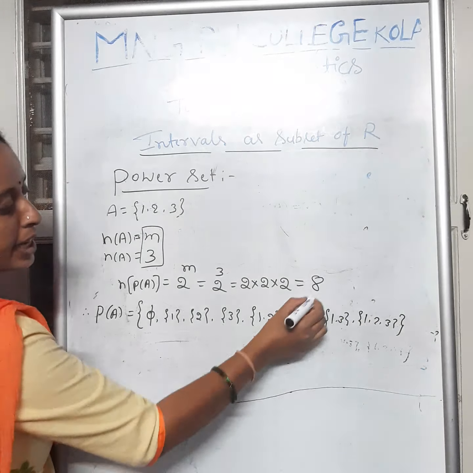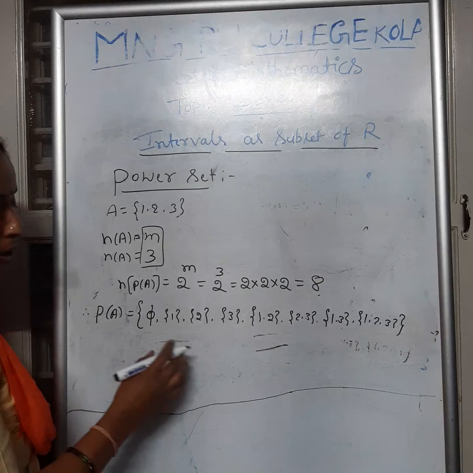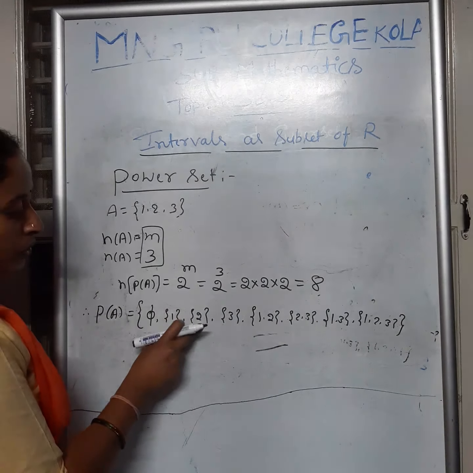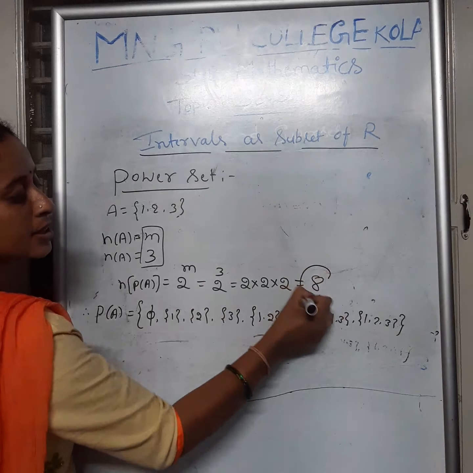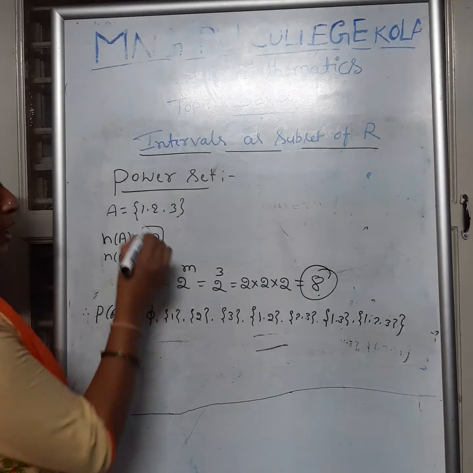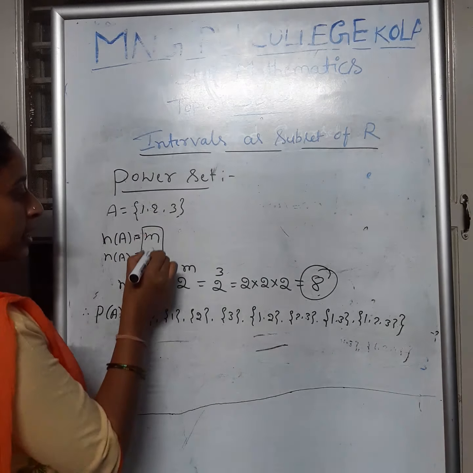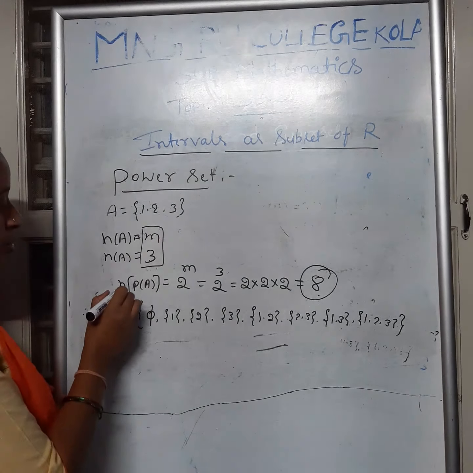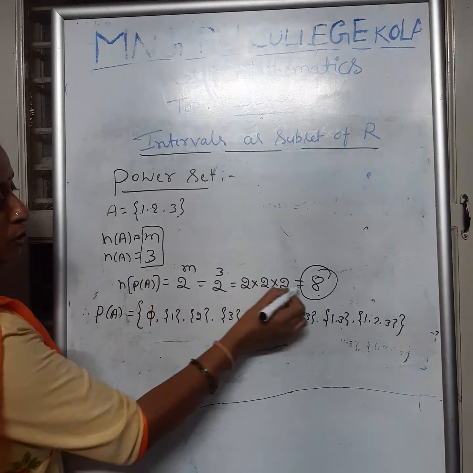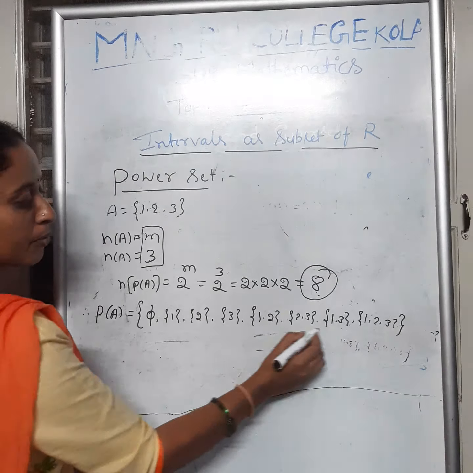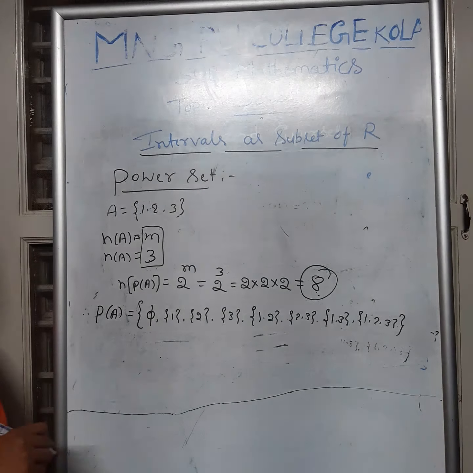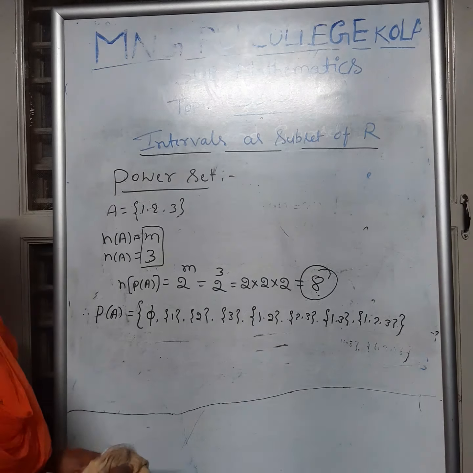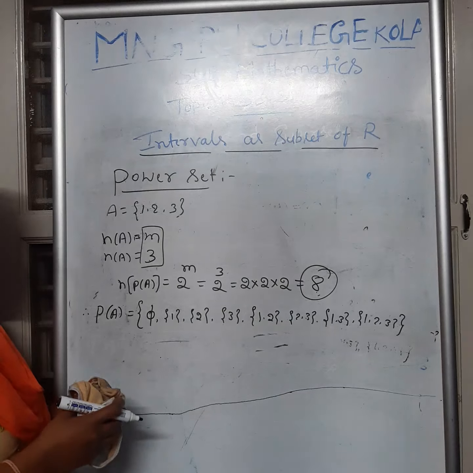Let's count. Is it 8 or not? Are 8 subsets there or not? 1, 2, 3, 4, 5, 6, 7, 8. 8 is there, no? So here the number of elements 1, 2, 3, that is the m value. So by 2 to the power of m, we should get 8 subsets, and that is the number of elements in the power set of A. Understood now this one? Let's take another example to find out P of A.